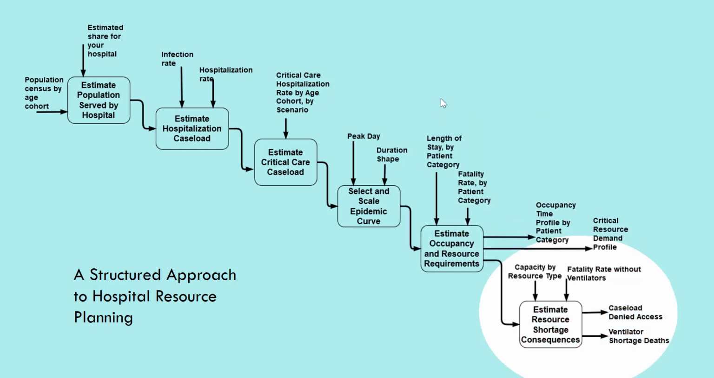And finally, an optional step is to think about a specific limited capacity and say, well, how many resources do we have? How many beds do we have? How many ICU beds do you have? How many ventilators do you have? And then from this, we can do analysis to determine how many possible deaths can be due to shortages in ventilators, shortages in ICU beds, or denied access to the hospital.